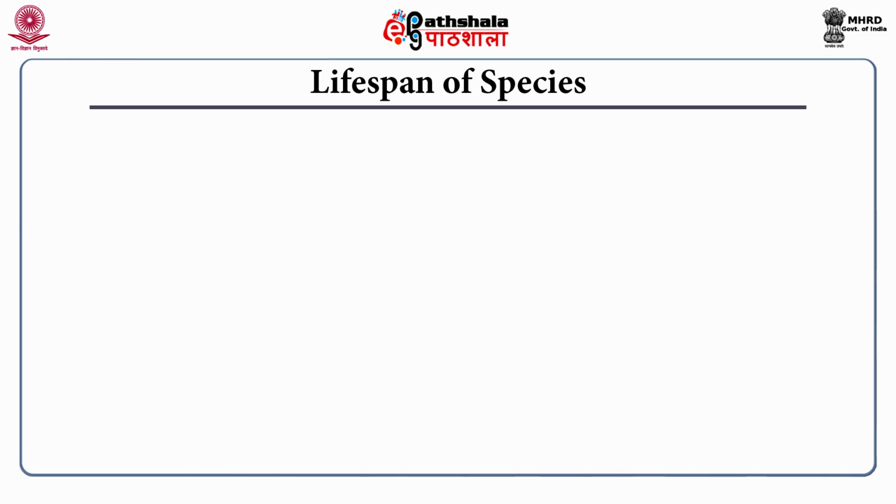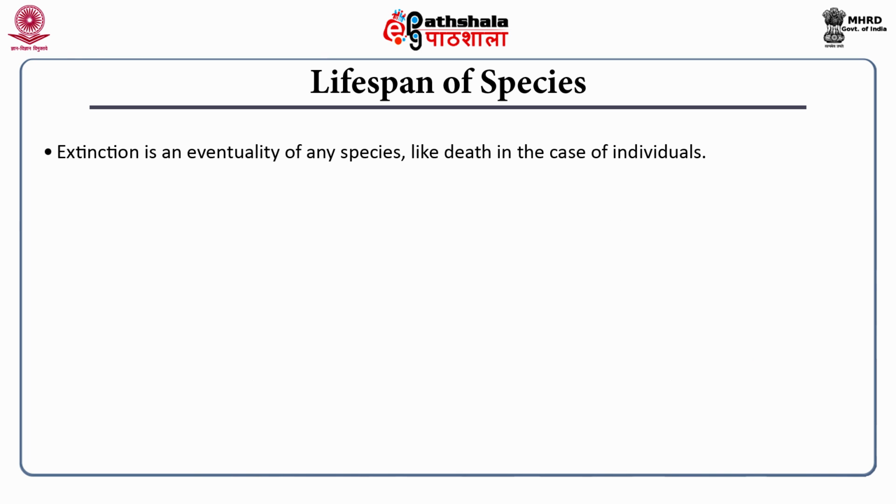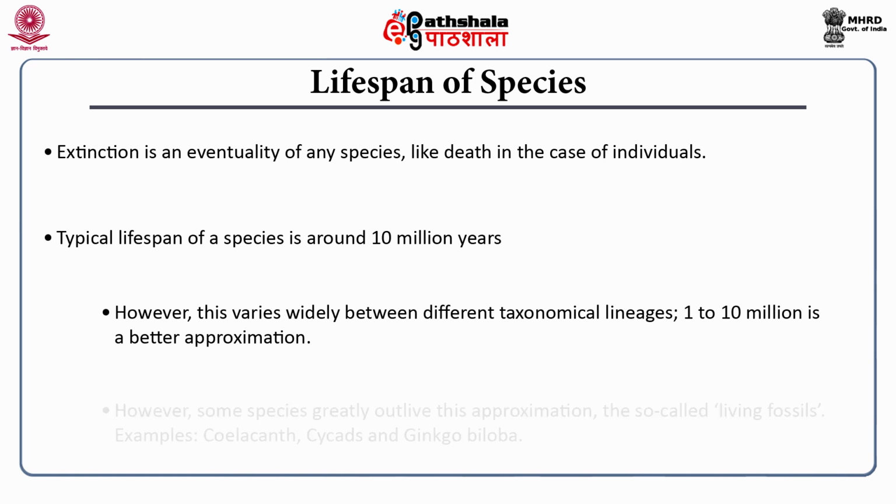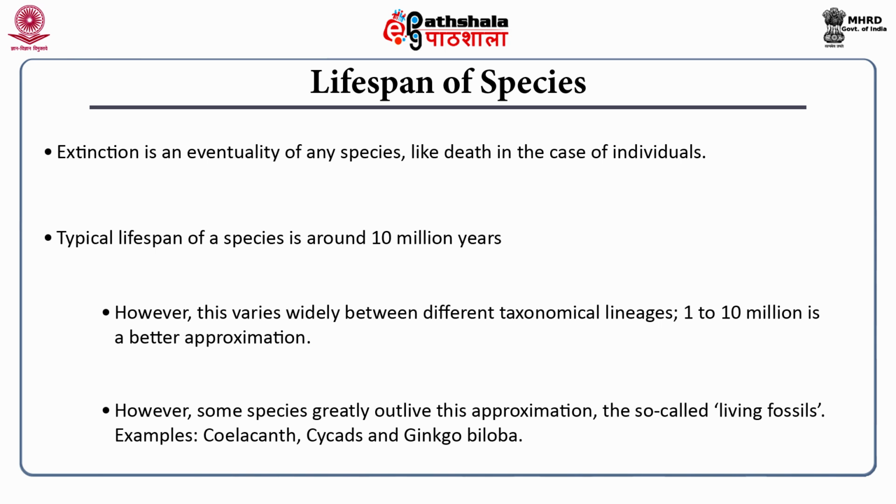So, lifespan of a species. How long will the species live? Again, it depends upon various species and various lineages of the tree of life. For example, the average lifespan of a species is determined to be 3 million to 10 million years. So, that is the average lifespan. Again, it is an average estimate, it is a range, and several species are very short lived, only a few thousand years, while a few species are extremely long lived.